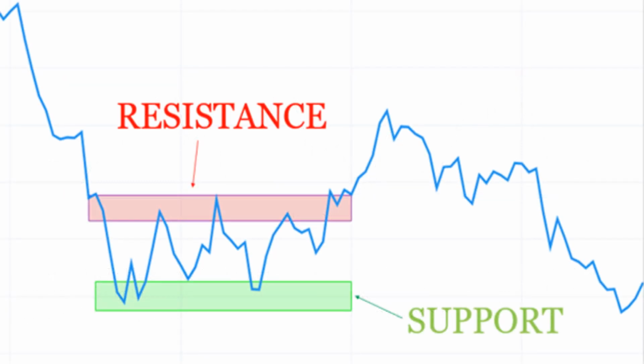You should plot support and resistance zones on a line chart rather than a candlestick chart. Candlesticks show the extreme highs and lows. These highs and lows can be misleading. You should plot your support and resistance zones around areas where you can see the price forming several peaks or valleys.